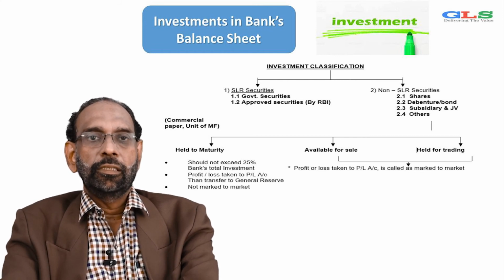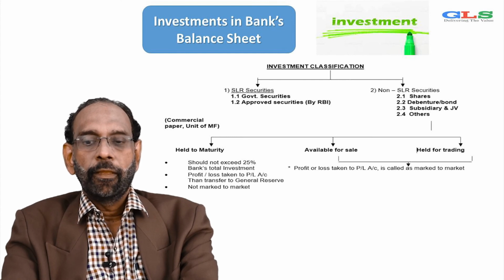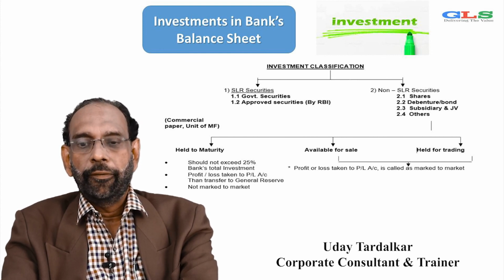Now, the investments held to maturity should not exceed 25% of the bank's total investment. Profit and loss is taken to the profit and loss account, that is, transferred to general reserve, and not marked to market. Remember this as far as held to maturity is concerned. Now, available for sale: in this case, profit and loss is taken to the P&L account and is called mark to market. And lastly, held for trading.